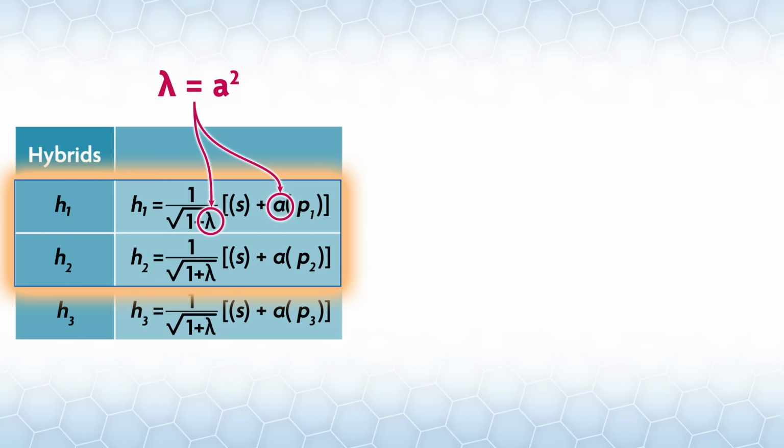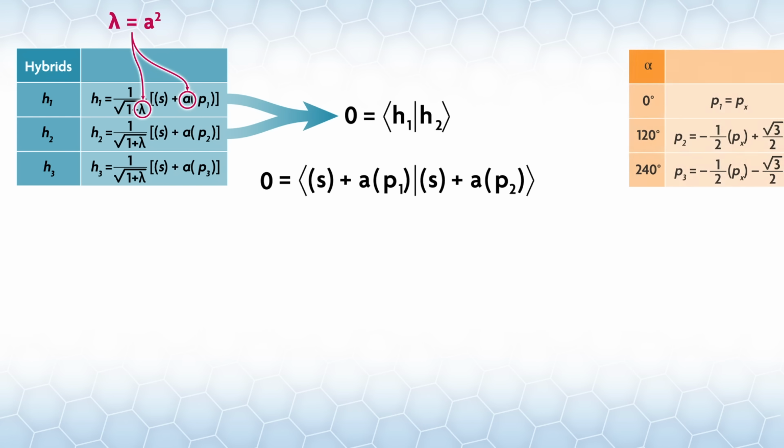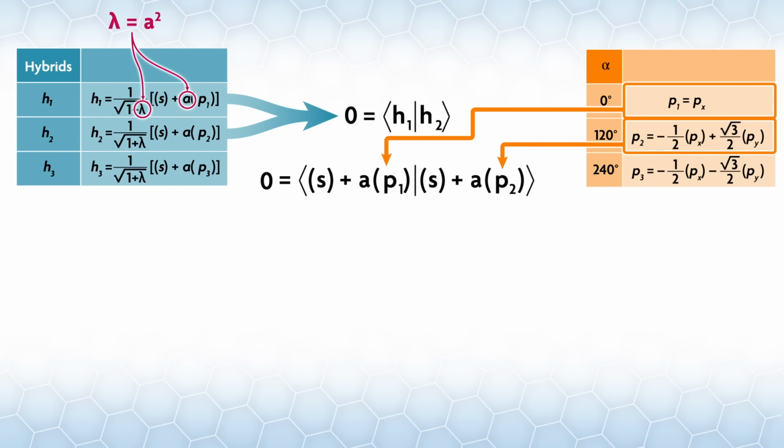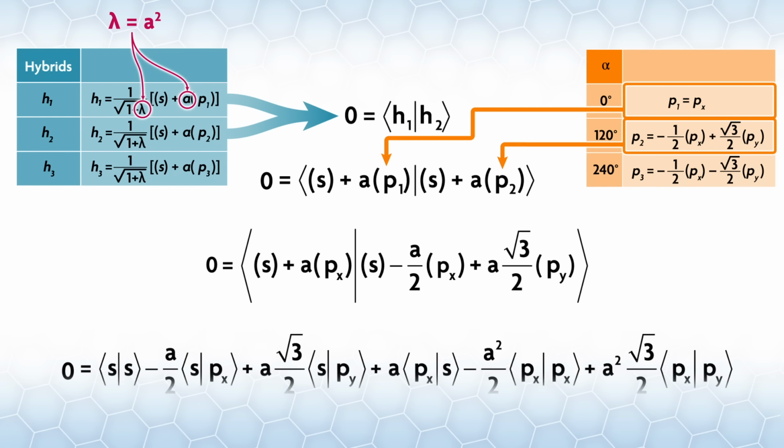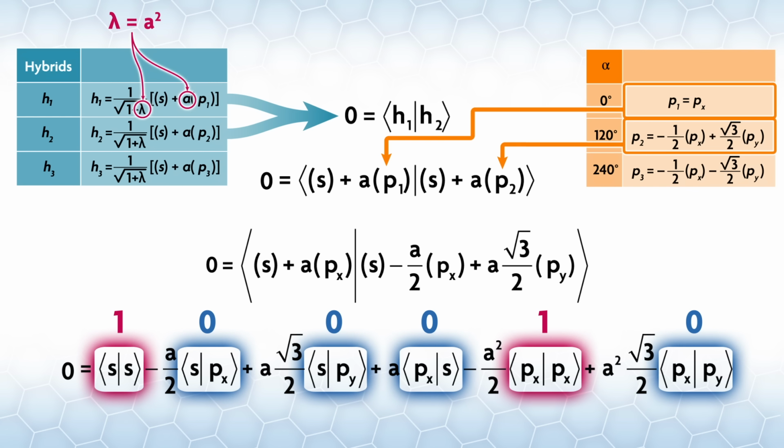We'll use the overlap integral between h1 and h2, which must be equal to 0, to find the missing piece of our equation. It looks something like this in bracket notation. We know what p1 and p2 are, so we can add those to the function and expand. If an atomic orbital overlaps with itself, like this integral with 2 s's, then it is equal to 1. It overlaps perfectly. If different atomic orbitals are overlapped, like s and px, then the integral has to be 0 because the atomic orbitals are orthogonal.